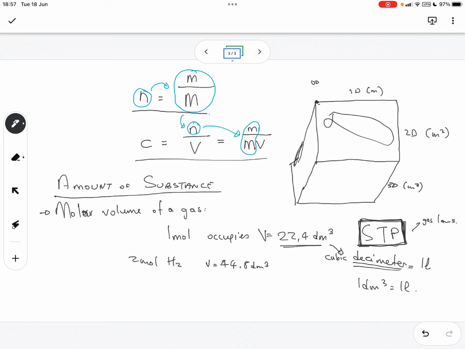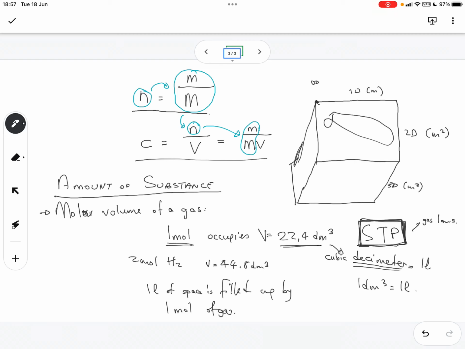So in other words, 1 liter of space can be filled up by 1 mole of gas. And this is the same for any gas.